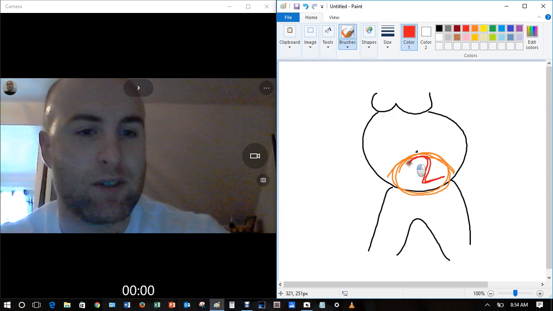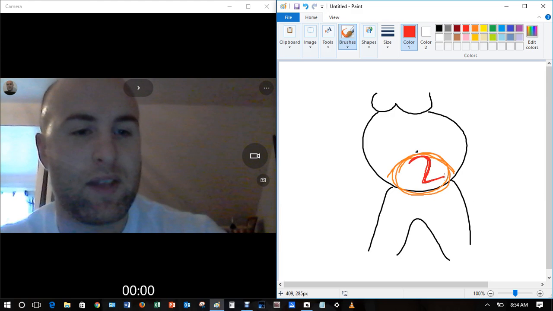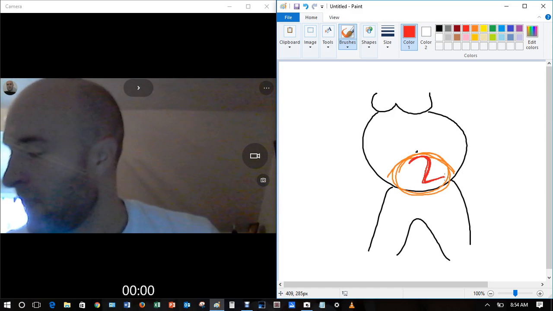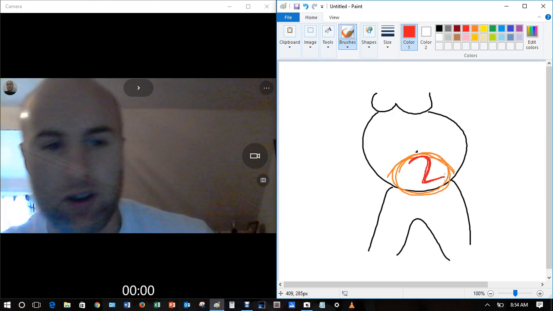There's a little baby, has his head, his little arms coming down. And that 2 represents the little baby in there. So 2, 0, 20 weeks up to the umbilicus. Okay. All right. So then fetal heart tones with a Doppler.